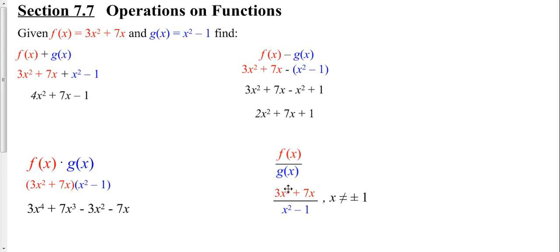Now, there are times you would be able to simplify this fraction. If you factored the top and factored the bottom and they had any common factors, then you could simplify that down. In this case, the only thing you're going to get on the bottom is an x plus 1 and an x minus 1, and those are not factors on the top.